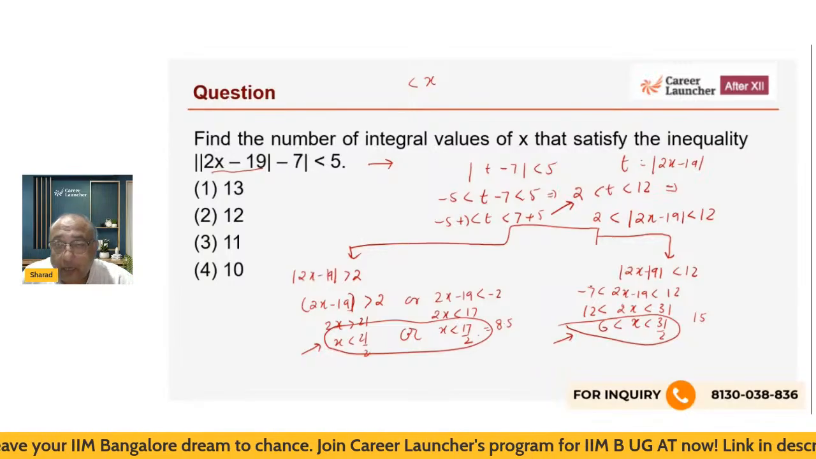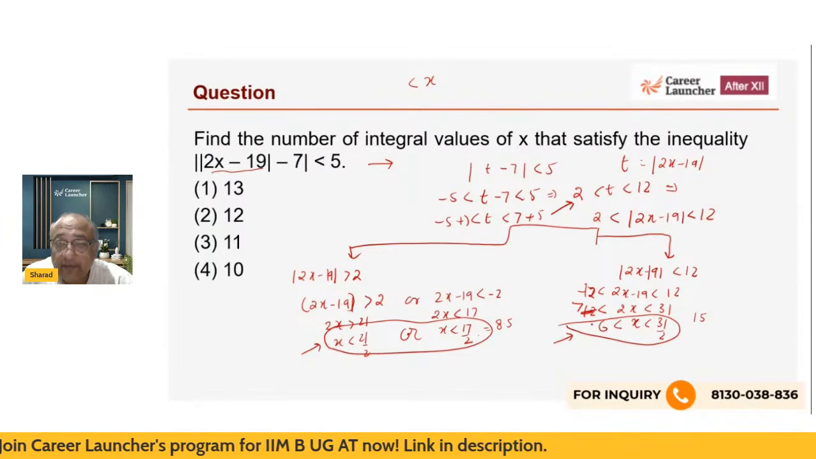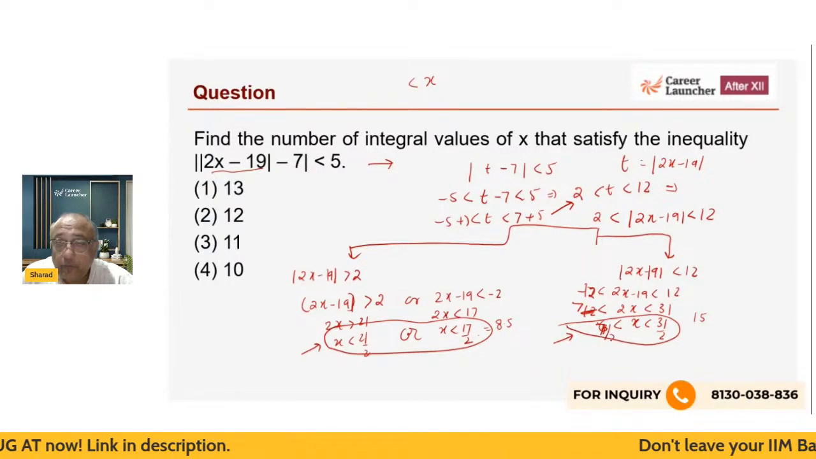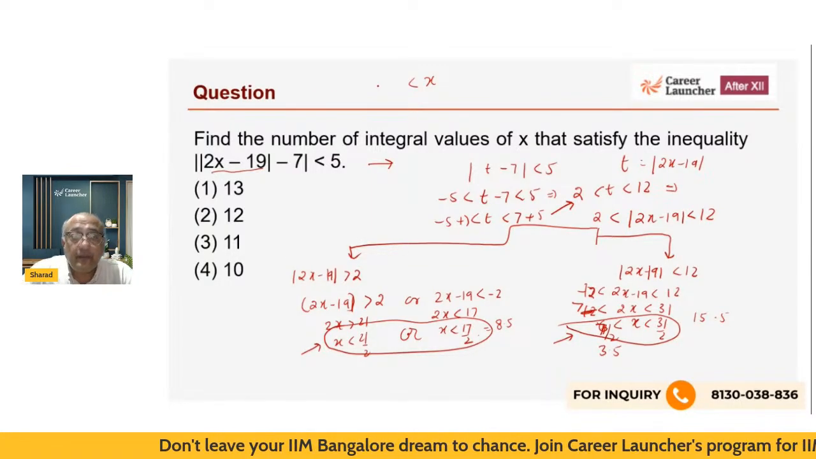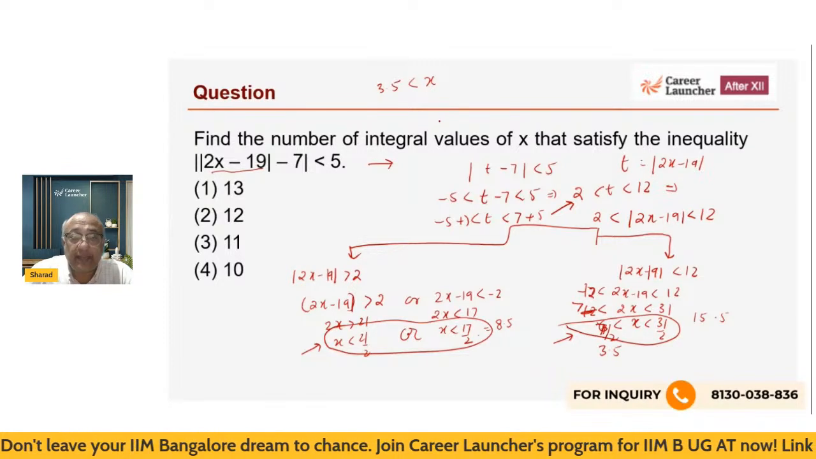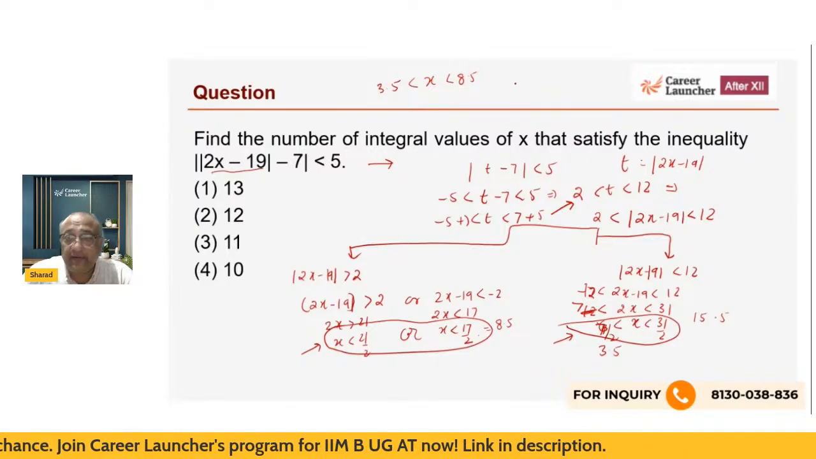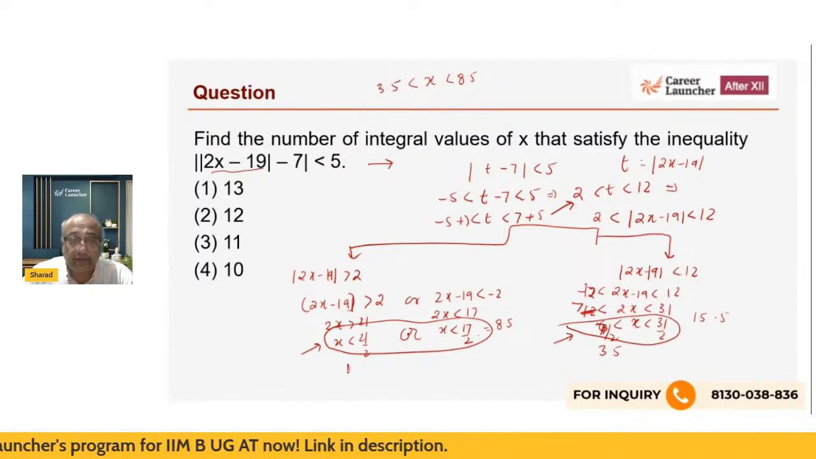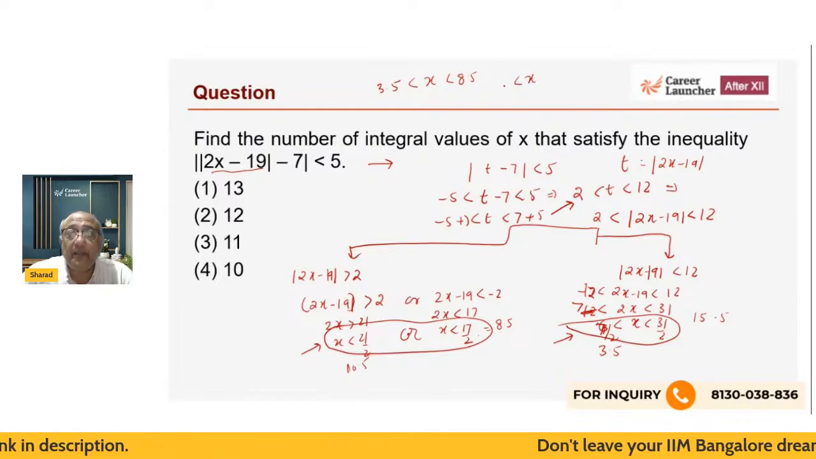Oh, here I think this is minus 12. Let me make a correction. This is 7. So this is 7 by 2. So 15.5 to 3.5. So what is the range currently I have? 3.5 to 8.5, and the second range is 10.5 to 15.5. X is from 10.5 to 15.5.